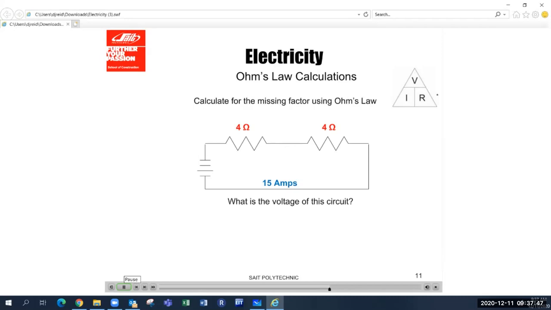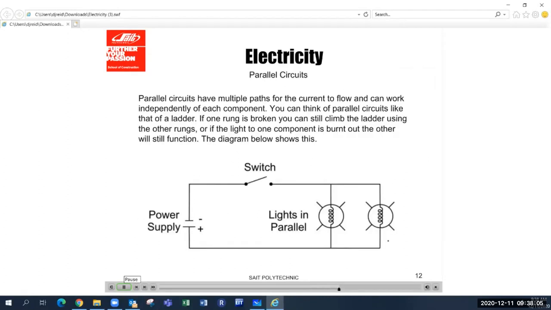Using our formula, V equals I times R. So V would equal 15 amps, which is the intensity of the current, times 8 ohms, which is the resistance of that circuit. So V equals 120 volts alternating current.